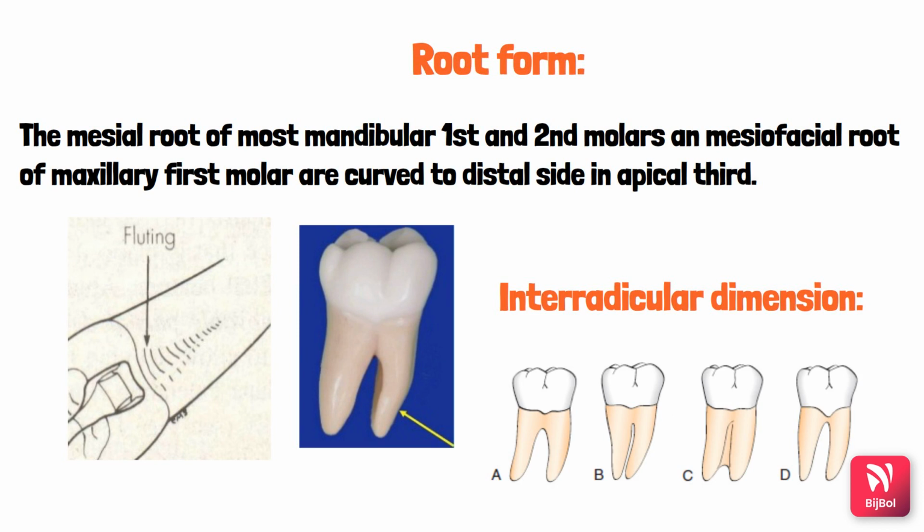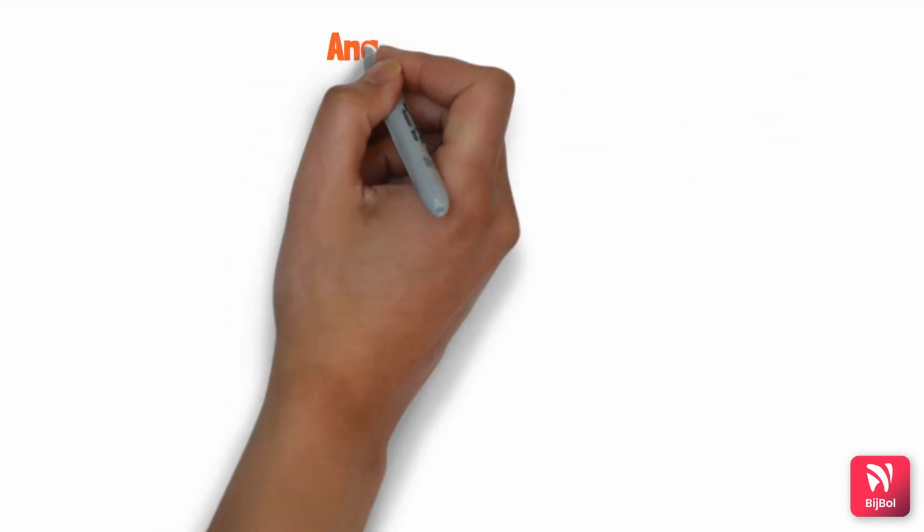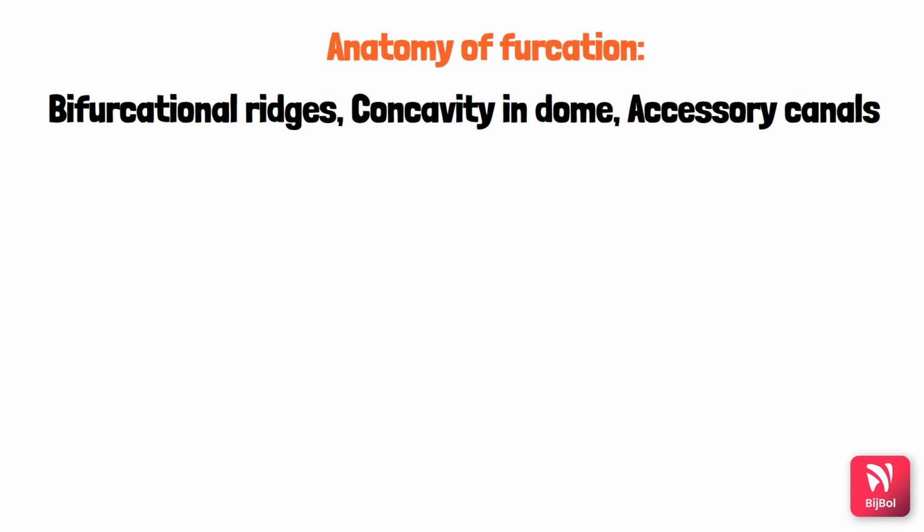So if it is widely separated roots, there are many treatment options. The roots can be thoroughly debrided or instrumented. Suppose the roots are fused, or the degree of separation is less, then instrumentation gets difficult. Next, we will learn about the anatomy of the furcation. We have already seen that the anatomy of furcation is complex.